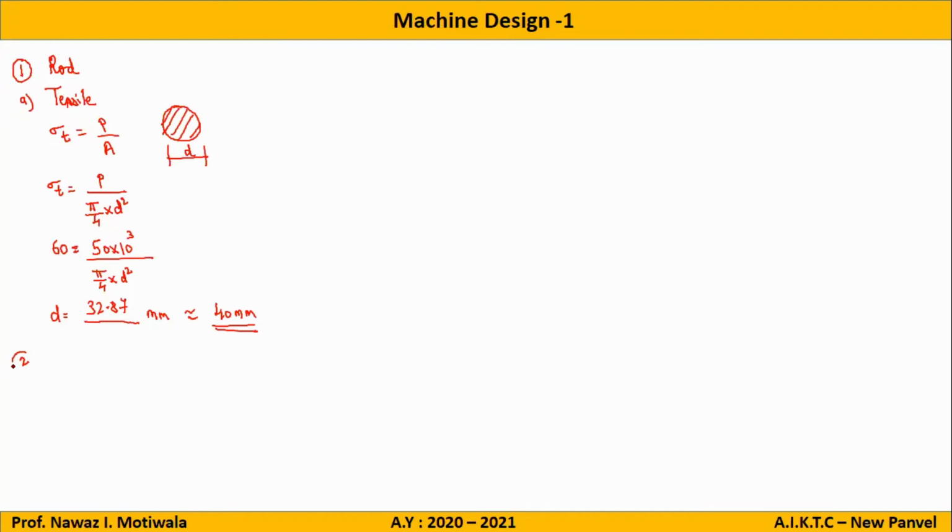What is the next part? The next part is the spigot. So for the spigot, what is the first failure which we will consider? Tensile. Yes, tensile. So first is tensile. So if I make the failure diagram, it was something like this.